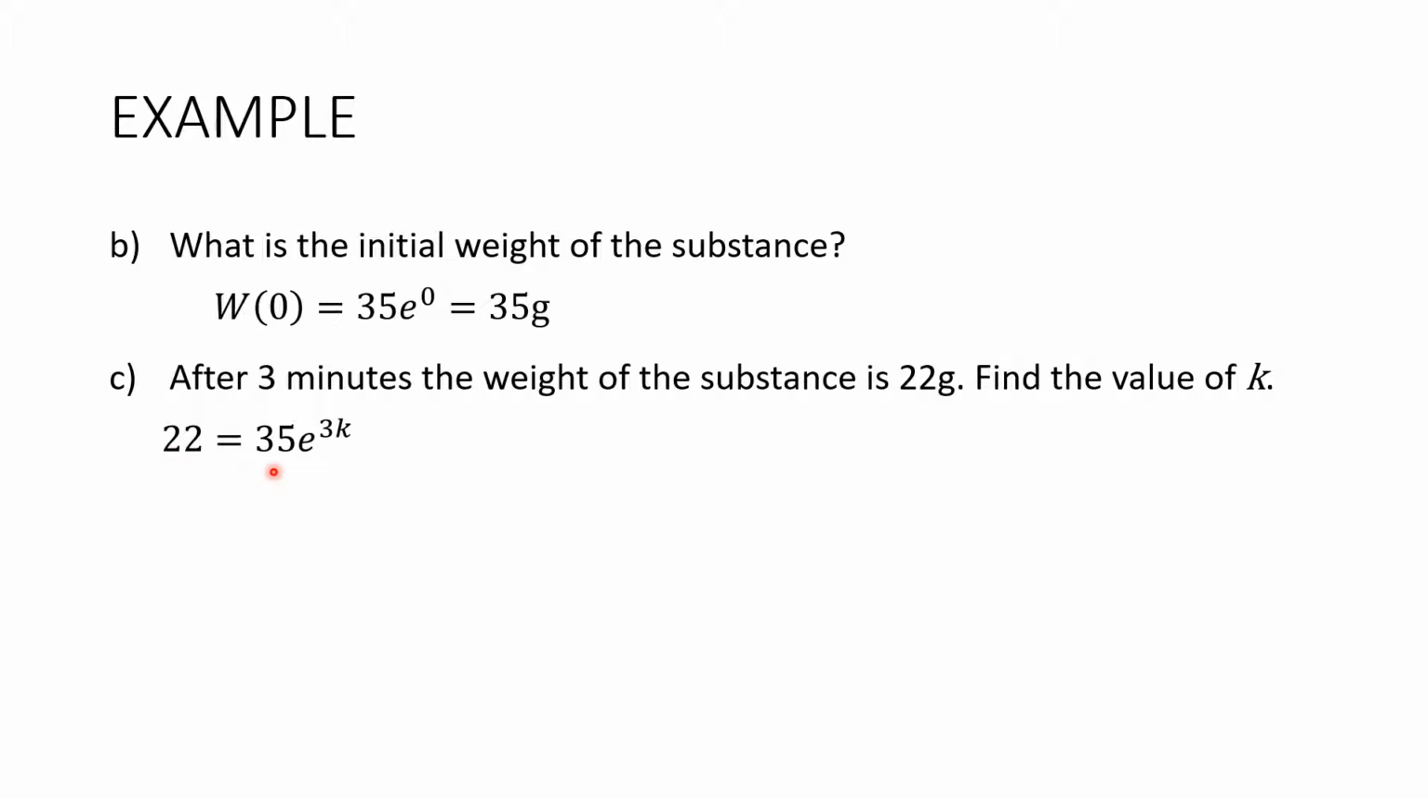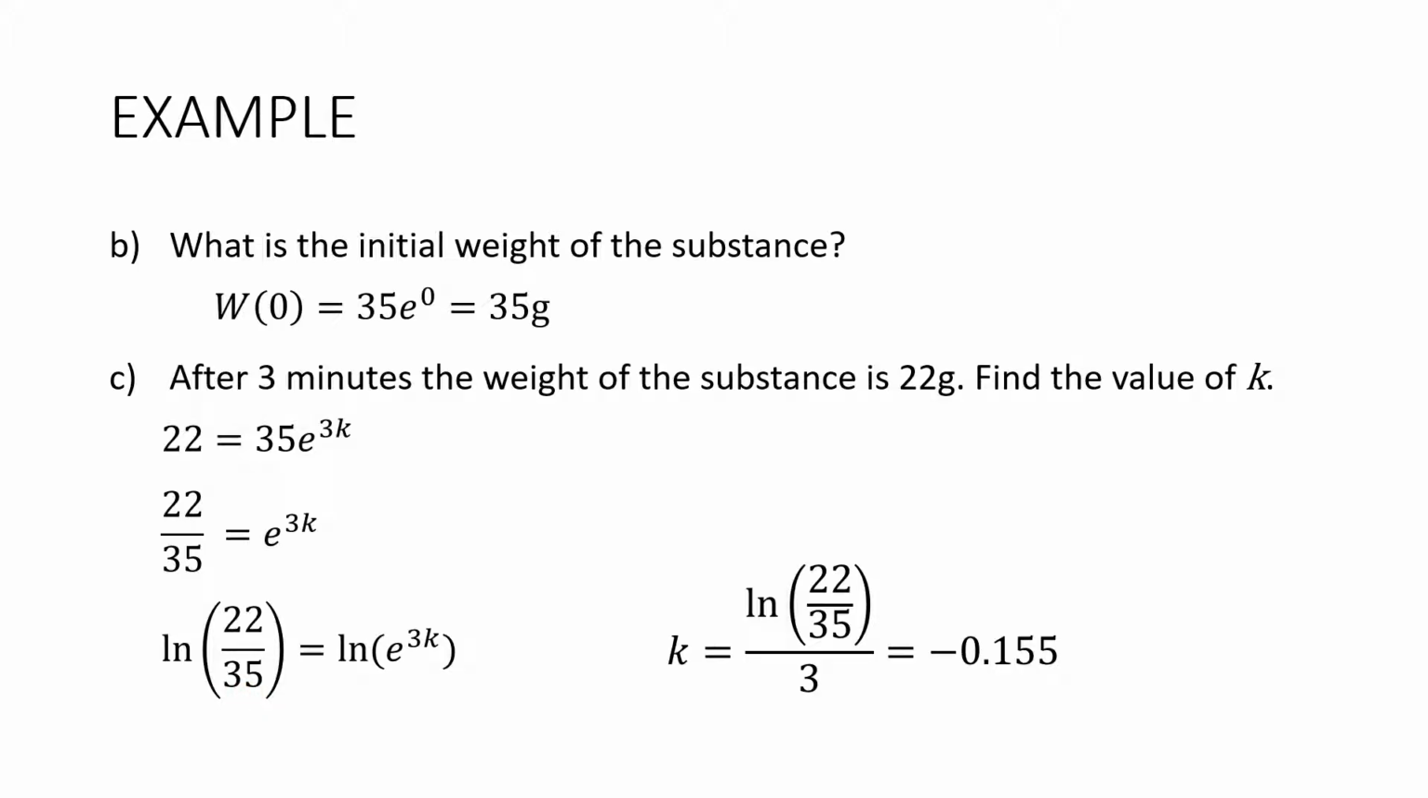Okay, we're going to have to solve this using logs, but before we do that, let's divide both sides by 35. Now we're going to take logs of both sides, just like this. You might want to unpack that and just put that into log form straight away. That's okay. I tend to teach it this way because it's really easy. So we're going to get ln of 22 over 35 equals ln e to the 3k, the 3k comes down, and ln e is just 1. So I end up with 3k equals that. And so once I divide by the 3 and put that in the calculator, I get negative 0.155. And I write that to 3 significant figures.